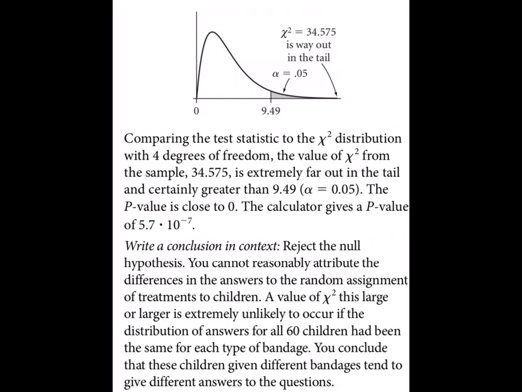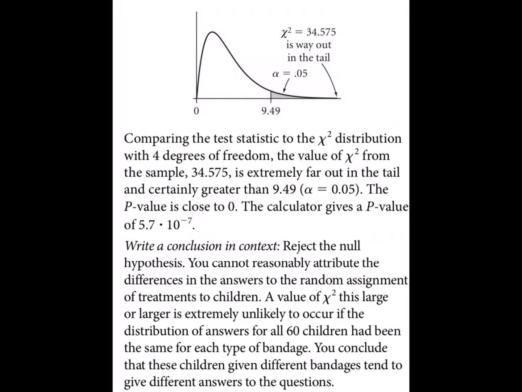Let's see the way the book wrote it. Suppose all 60 children could have been given the no bandage treatment, all could have been given the skin color treatment, and all could have been given the brightly colored treatment. The proportion of answers that would have fallen into each of the three categories would have been the same for all three types of bandage treatments. Basically, just a much, much wordier version of what I said.